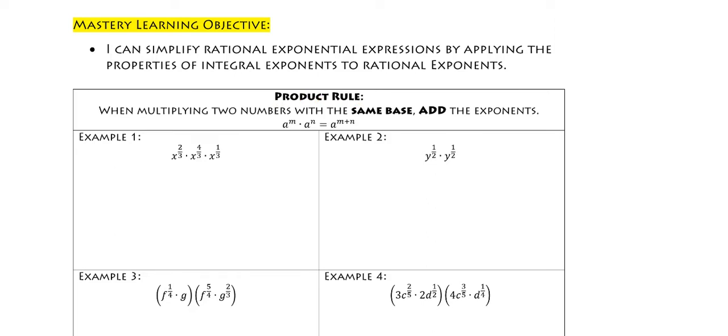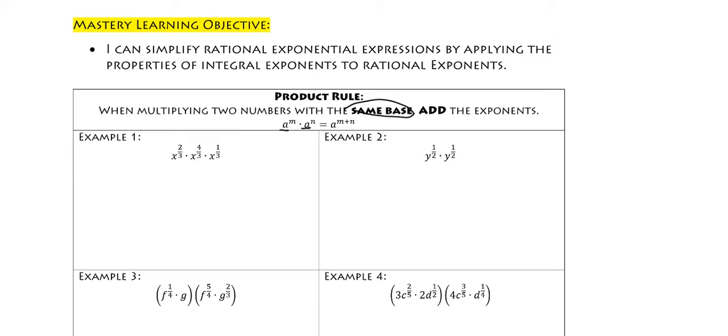So when multiplying two numbers with the same base, so in this example, A and A are the base, you add the exponents. So you see here that you have M and N, and it's being multiplied. You then add the exponents together.